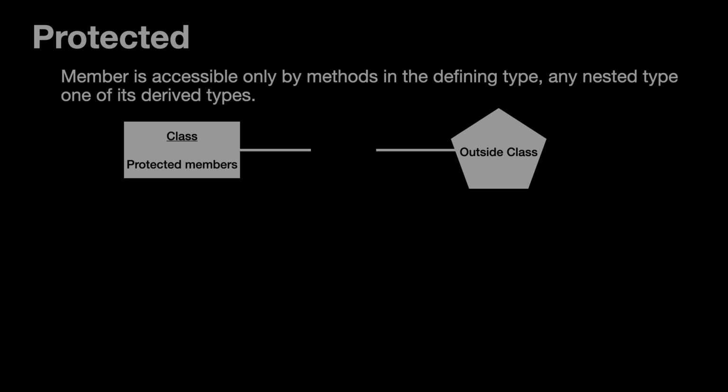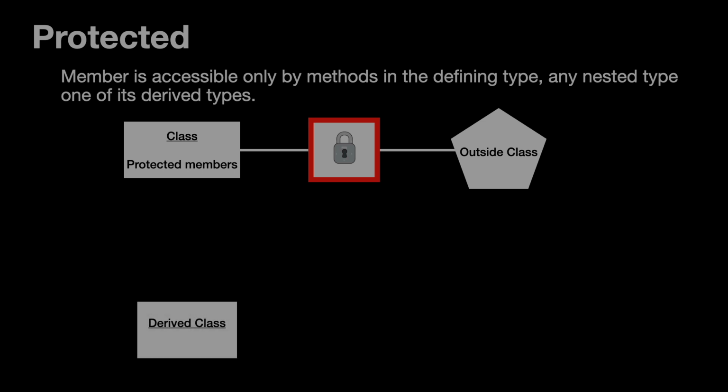In this example, the outside class cannot access them, since it is not a derived class. But if we have a class derived from the class where protected members have been defined, it can access those protected members.